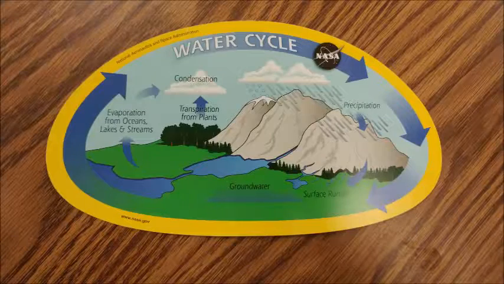This is the water cycle, water's basic path in the environment. In this video, we will be going over how precipitation goes to the surface and then becomes runoff in a watershed drainage area.